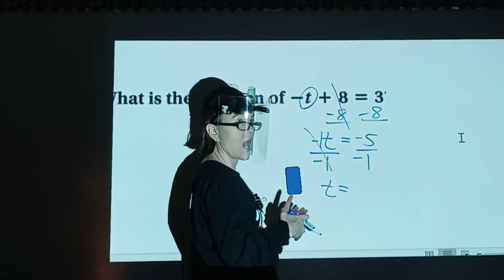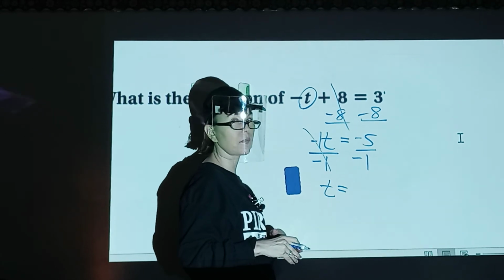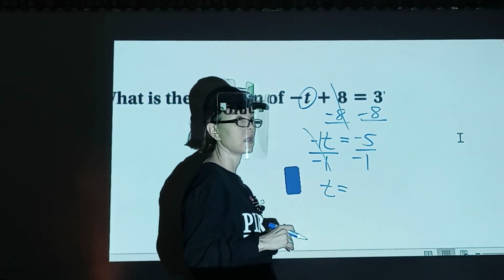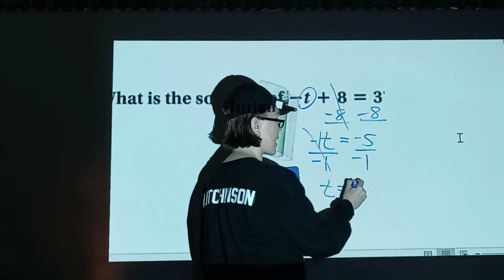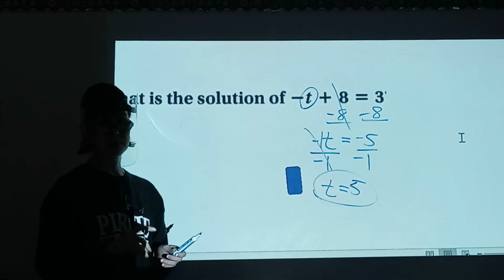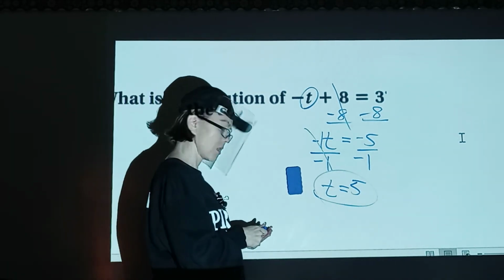Now here it is. A negative divided by a negative gives you a what, folks? Positive what? 5. That's a wrap. Lauren, press, thank you.